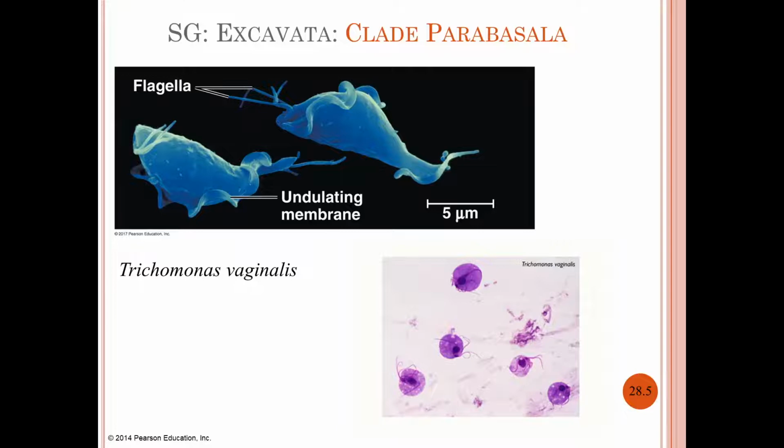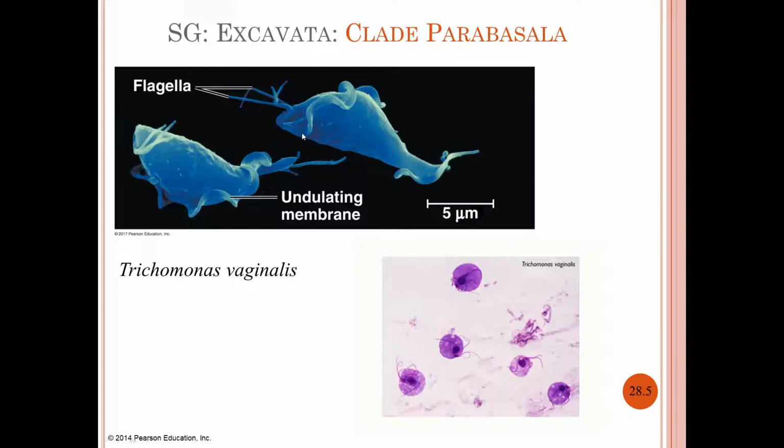So they are able to move around because they have these kind of ribbon-like structures here, and then there's another one right here. These are called undulating membranes, which allow for local motion in addition to their flagella.